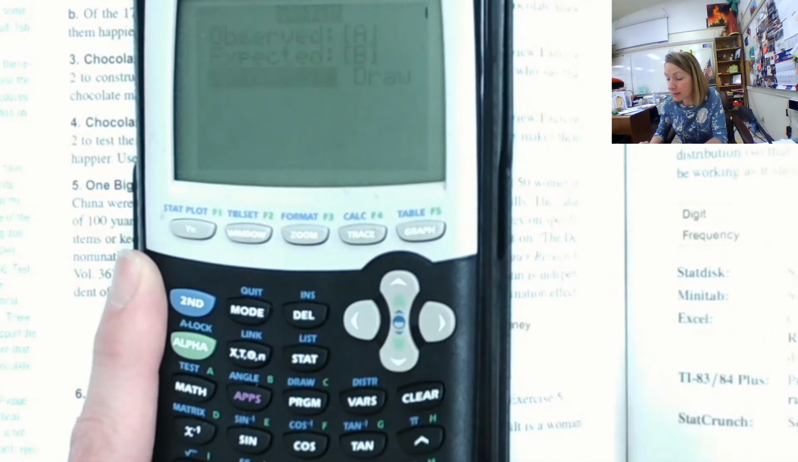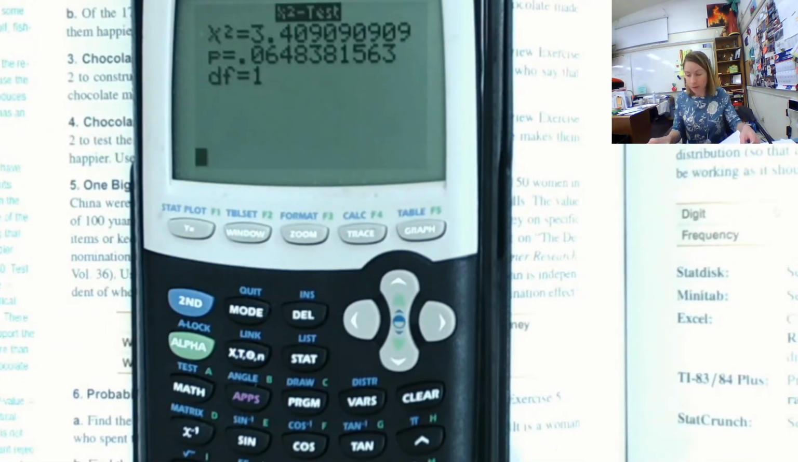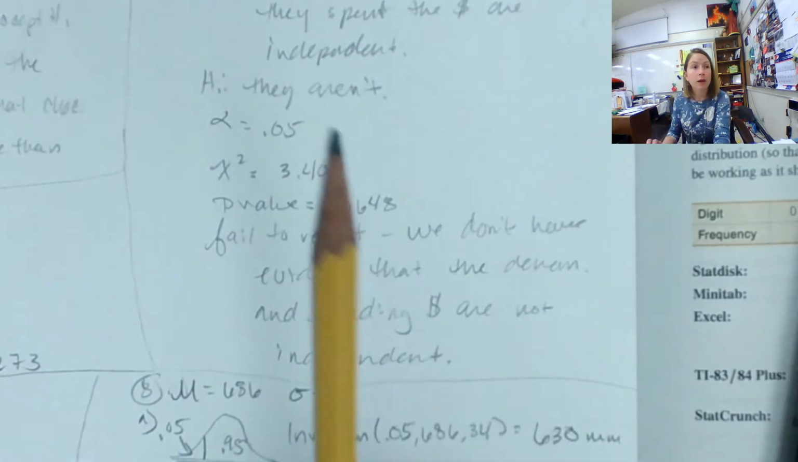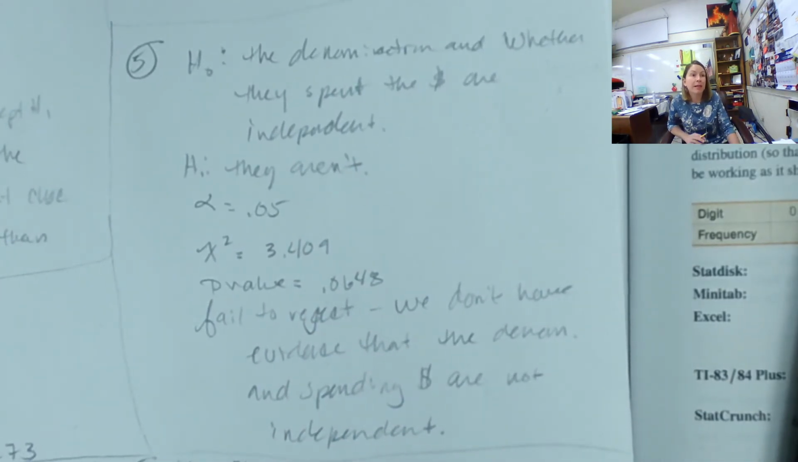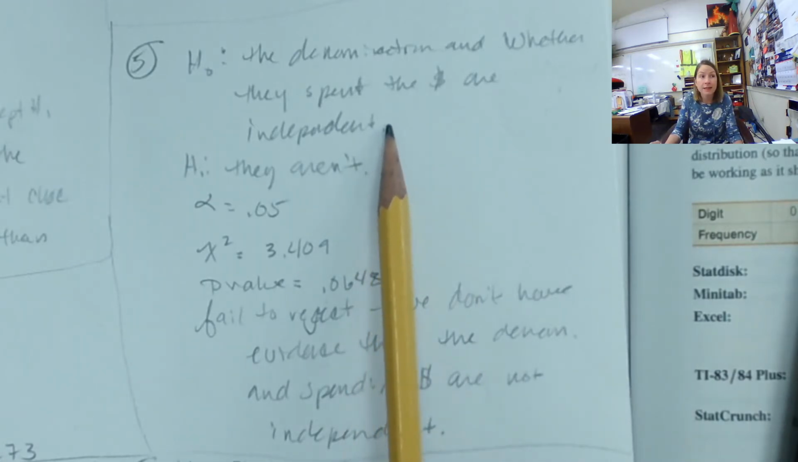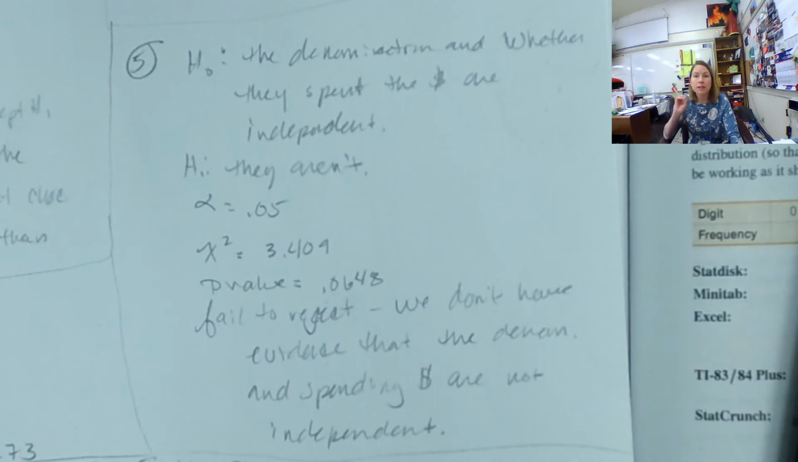And then just calculate it for me. So I've got my data right there. My null hypothesis, remember you can look in your notes for this, is that the denomination and whether they spent the money are independent, right? The two variables are independent, and the alternative is they aren't independent. Remember, it's not that they're dependent, it's that they're not independent.